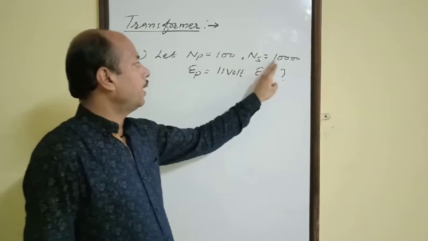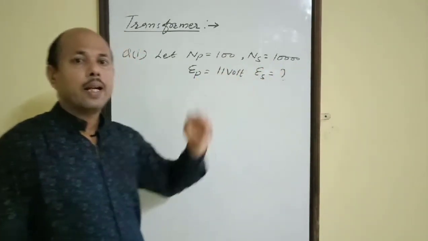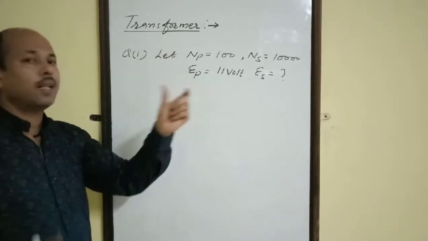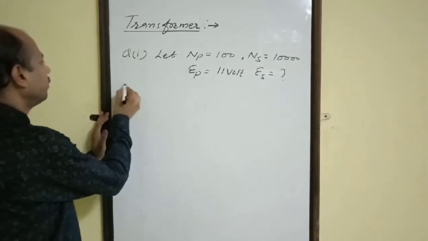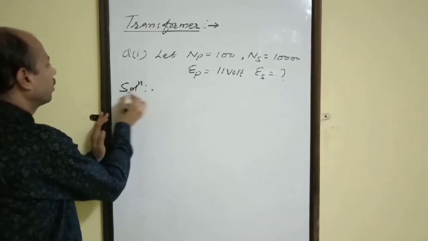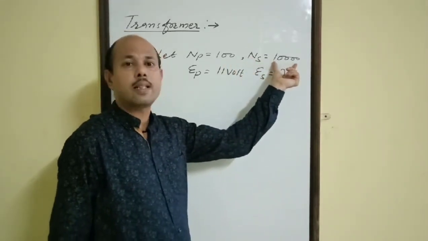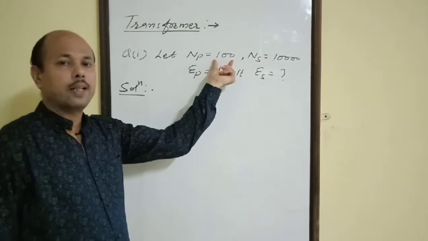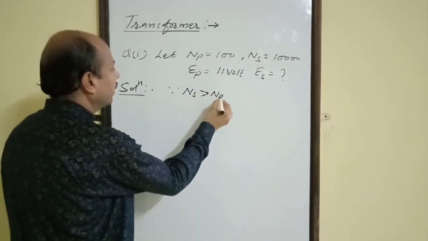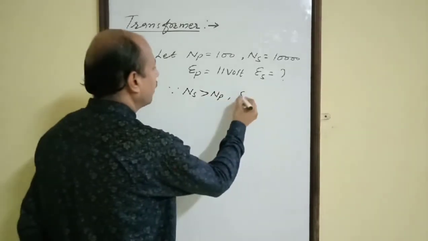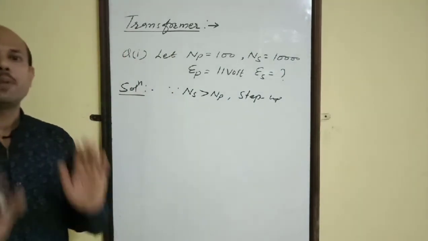NP 100, NS 10,000, EP 11 volt, and we have to find out ES. And you have to also characterize the transformer, whether it is step up or step down. I think it is very easy numerical. Directly observing, NS is 10,000, NP is 100. Since NS greater than NP, therefore it is step up transformer. This is step up transformer.